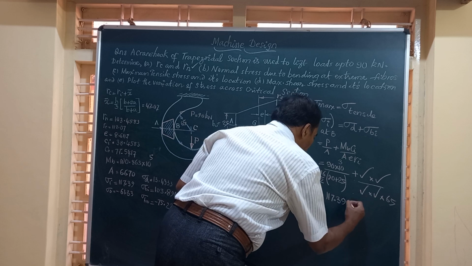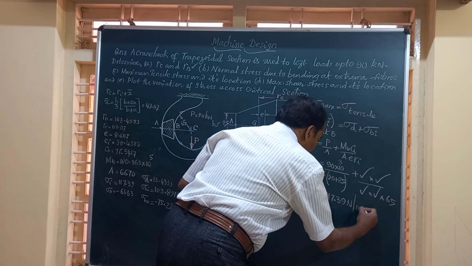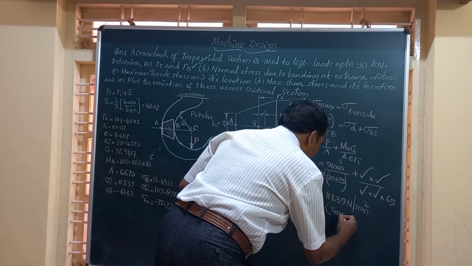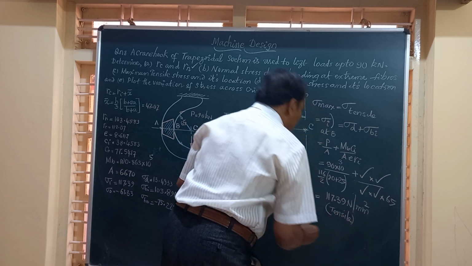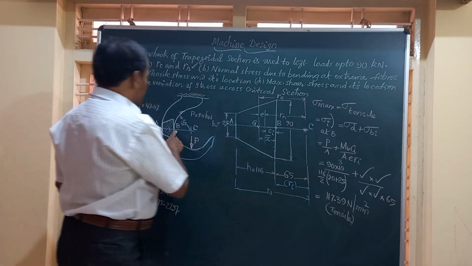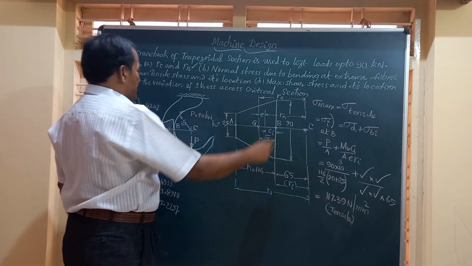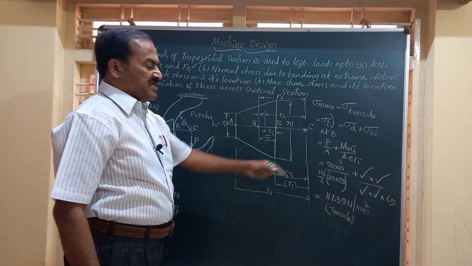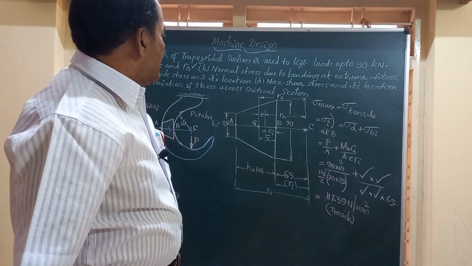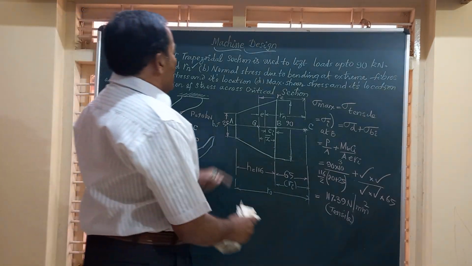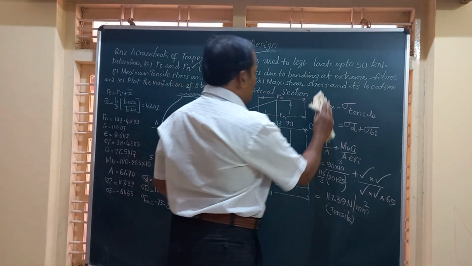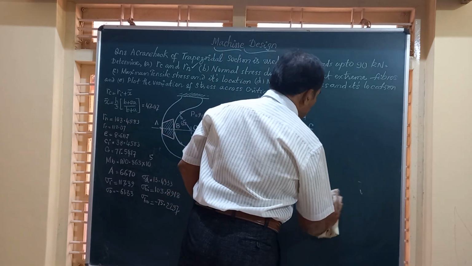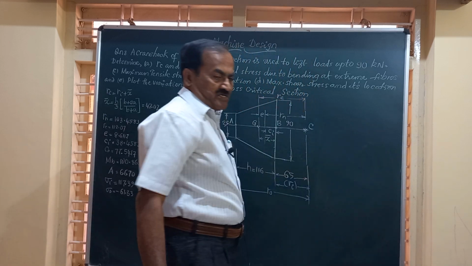117.39 Newton per mm square. Friends, this is a tensile stress and this tensile stress occurs at the inner fiber, that is at B of the critical section AB. That is the location they are asking, that is at the inner fiber, you should write. Friends, finally, we have been asked to find out what is the maximum shear stress and where does it occur, or what is the location of the maximum shear stress.